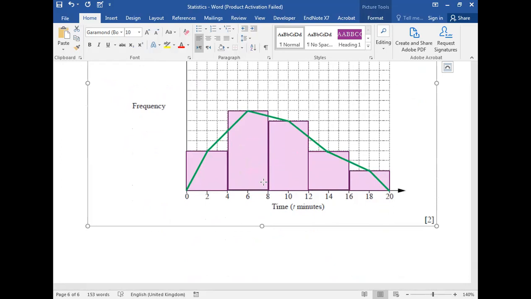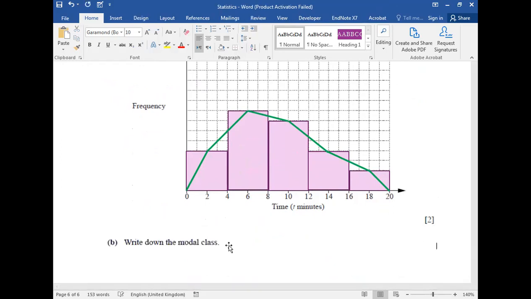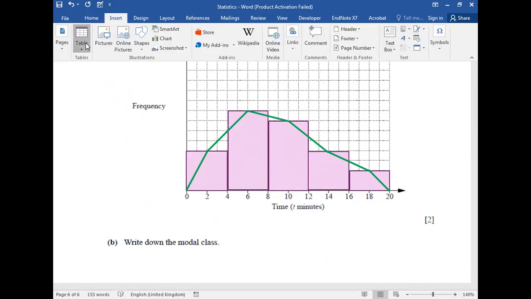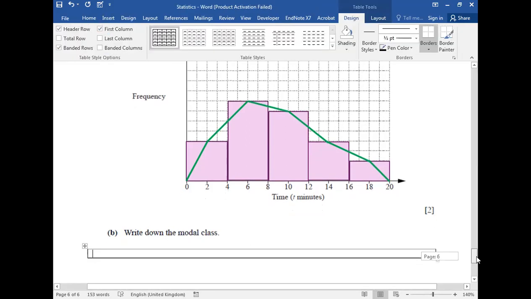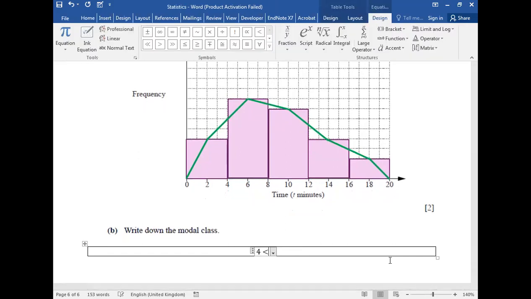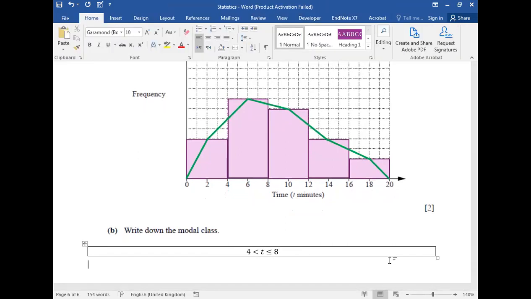Write down the modal class. Yes, class. So what is the modal class? The most occurring class, the most occurring group of data. Which class is the modal class? 4 to 8. This is the modal class. The data is most frequent in this class.